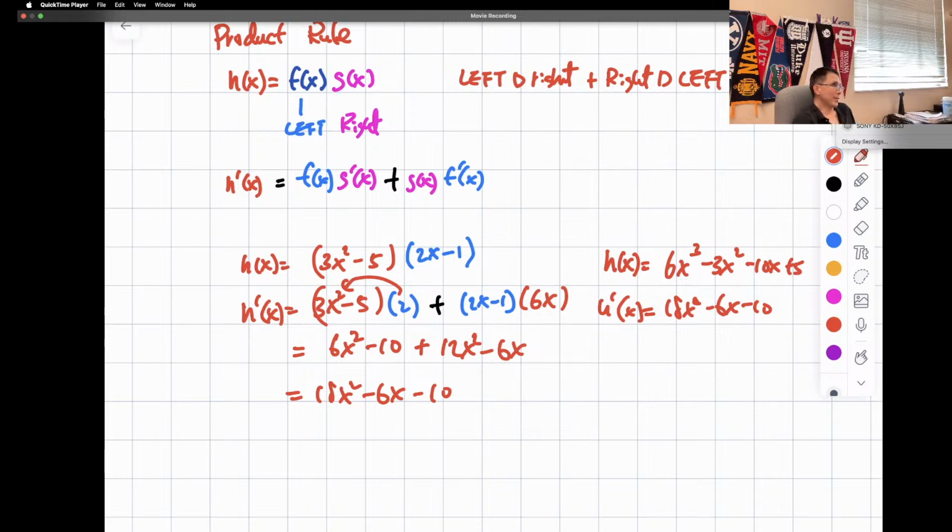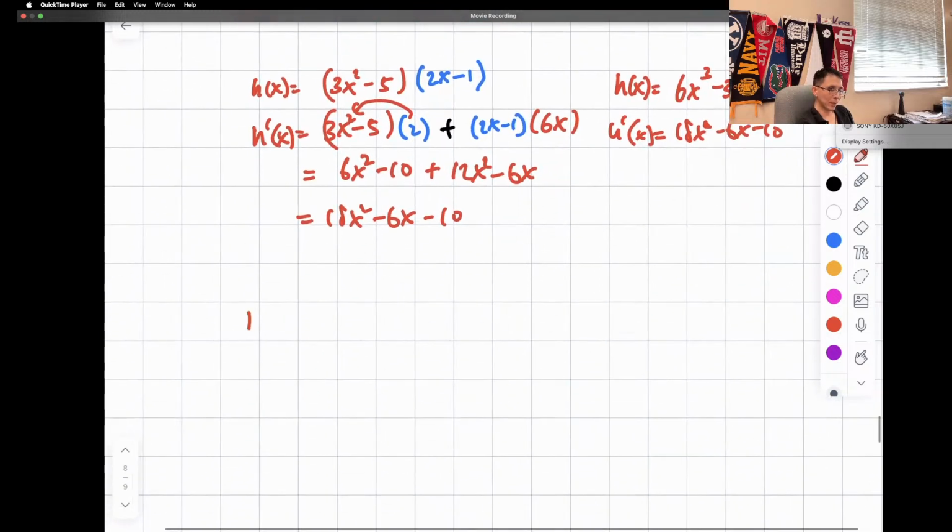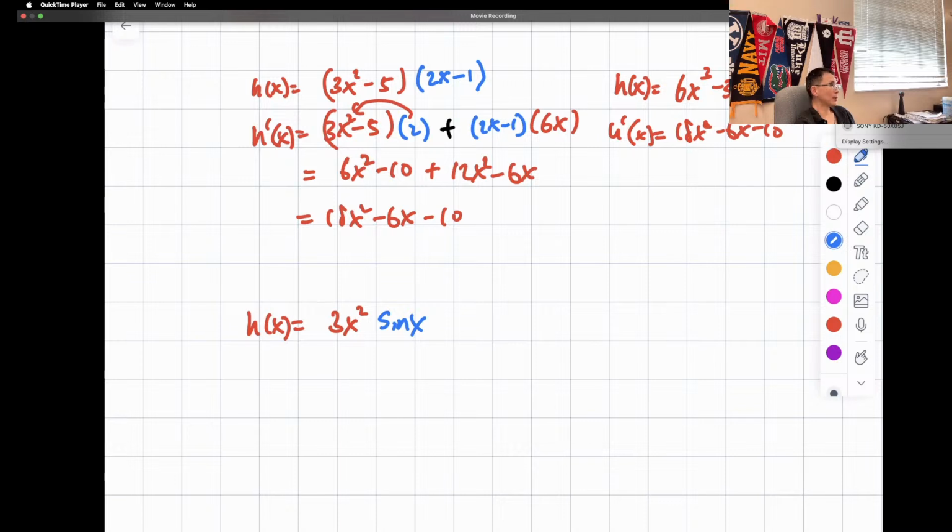But the thing is, we learn the product rule to not only do this kind of question, but also other types of questions. So I'm going to show you another type. What if the function looks like this? It's not possible for me to distribute 3x squared into the sine of x, because distributing is just going to give 3x squared sine of x. The argument cannot change, so it's going to stay as 3x squared sine of x.